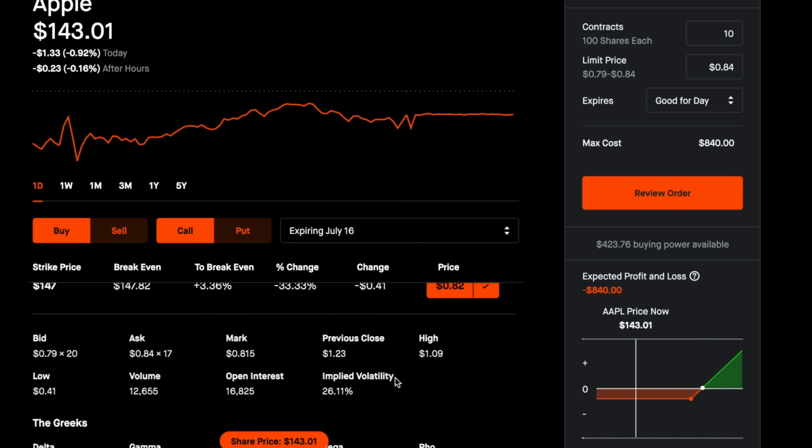Okay, so the bid, as you can see, 20 people want to buy this at 79 cents a contract, and 17 people want to sell it at 84 cents a contract. This is really good if you're selling, if the bid is more than the ask, because you have a higher chance of selling it for more than you actually want it for, which sometimes I'll do.